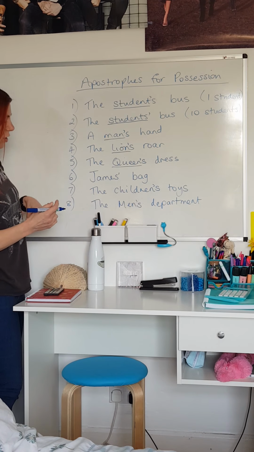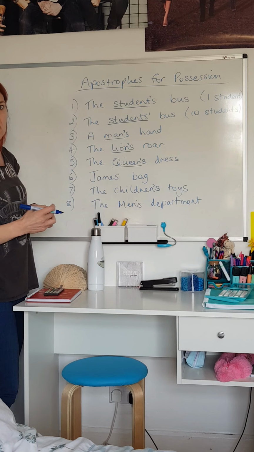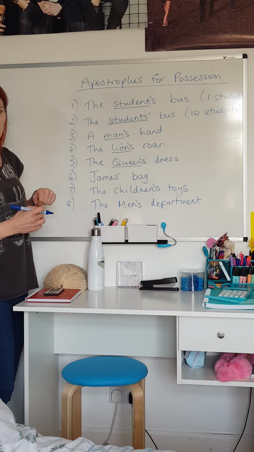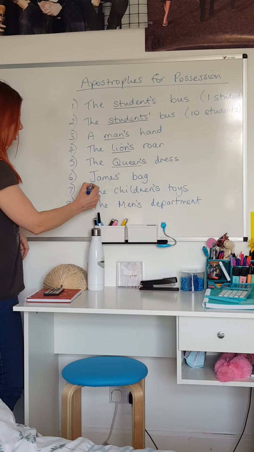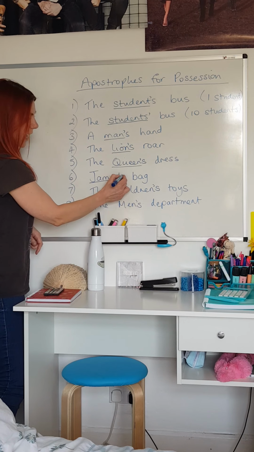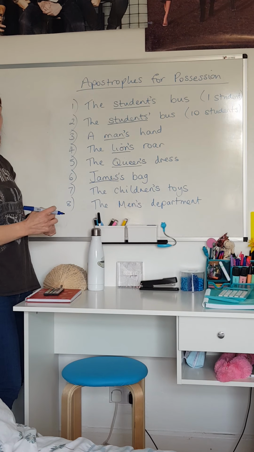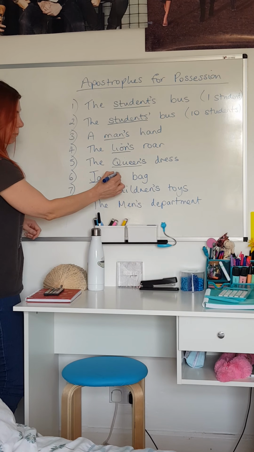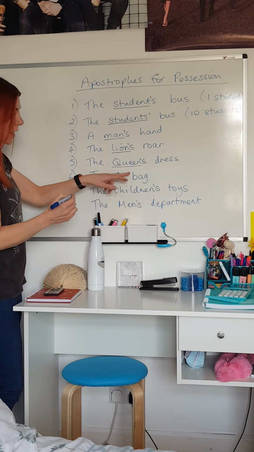Tricky one, or actually the last 3 are quite tricky. James's bag. When we've got names or words that end with an S, we have to really think about this. So who does the bag belong to? Well, it belongs to James. So the apostrophe comes after it. We can also put in an extra S if we want to, but it makes perfect sense written like that. So James with the apostrophe after it becomes James's bag.